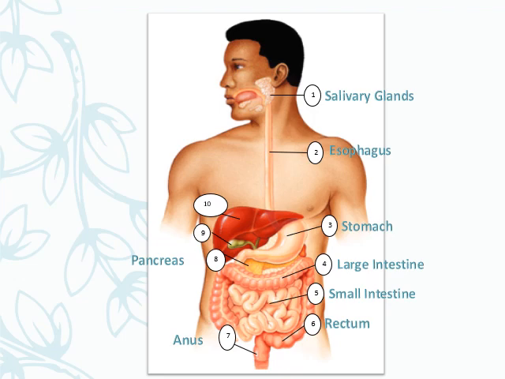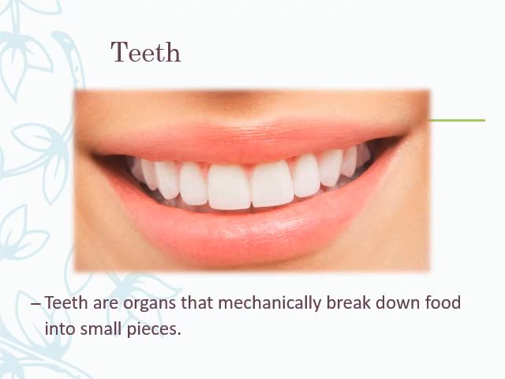Number 8, under the stomach, it is pancreas. And then the small organ under the liver is the gallbladder. And the last organ is liver. Okay, now let's discuss these organs in detail one by one. Start from teeth.